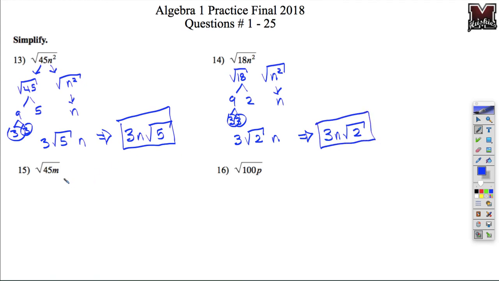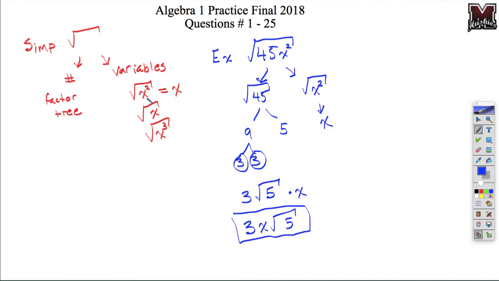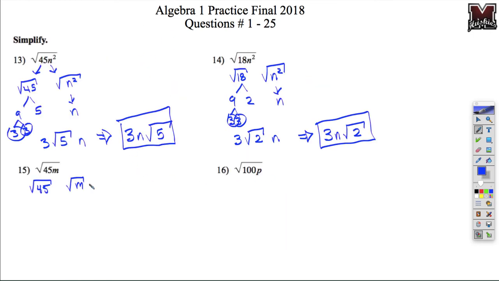Moving on to 15. Same process again. So numbers, square root of 45 on the left, square root of m on the right. Notice that square root of m is not able to be changed. That's one of the things I said. If it's just square root of a letter, just leave it as that letter. So this is just going to be square root of m.